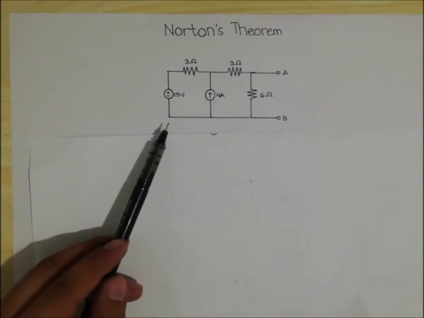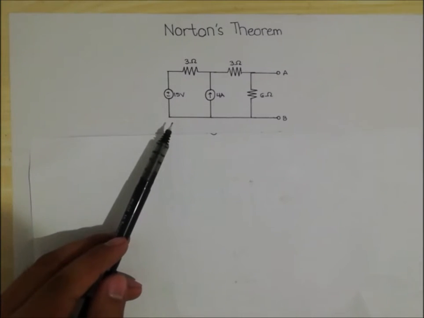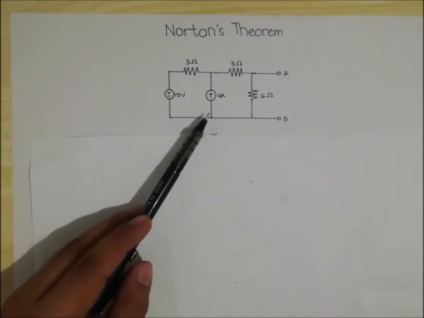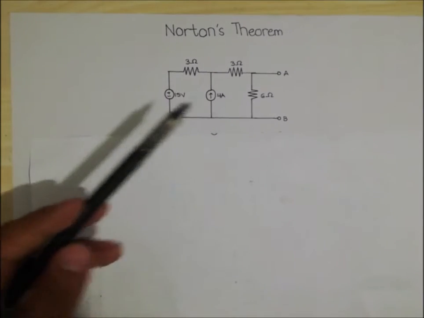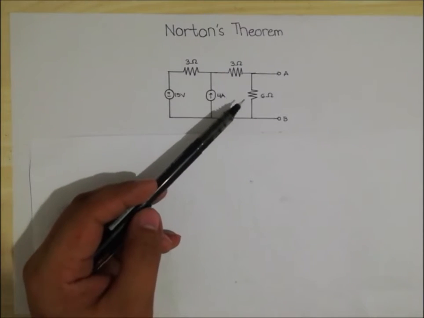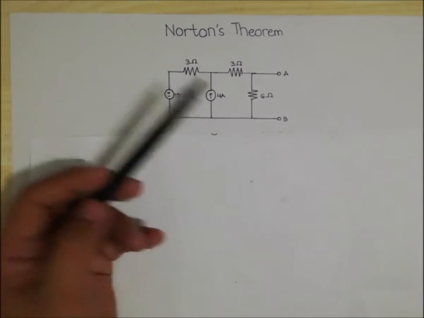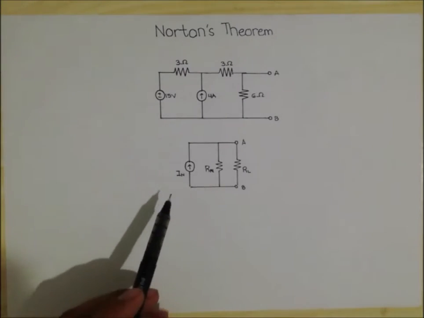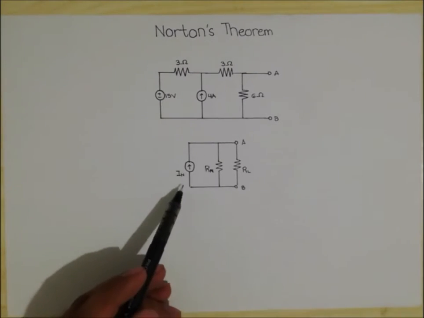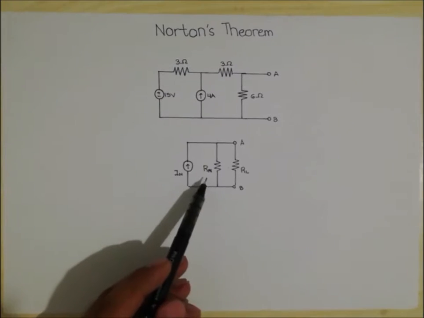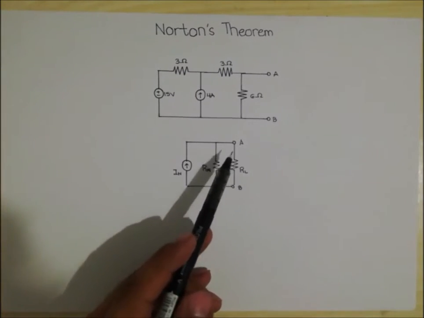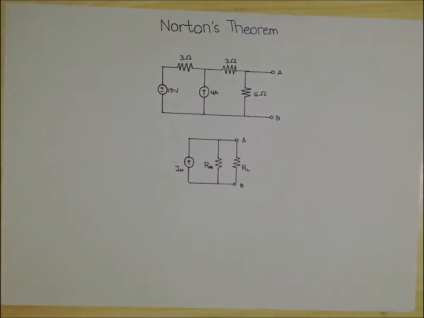Given this circuit, we have 15 volts as our voltage source, a 3 ohm resistor, a 4 ampere current source, a 3 ohm resistor, and a 6 ohm resistor connected in parallel. We now have our Norton equivalent circuit, which has a Norton equivalent current, a Norton equivalent resistance, and a load resistance across A and B.